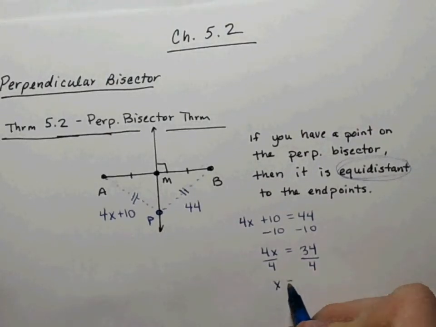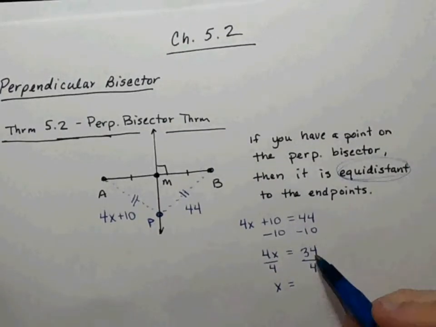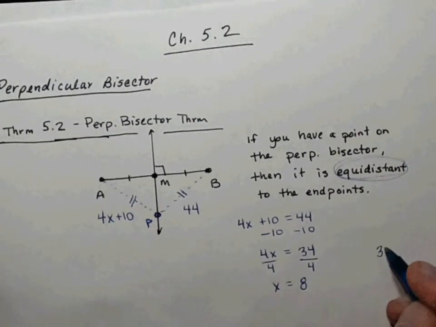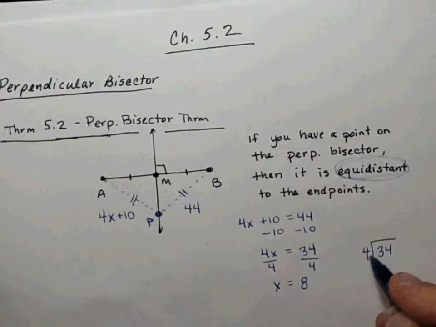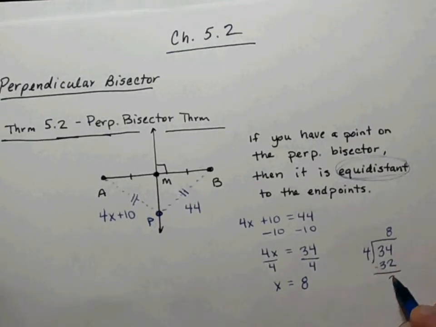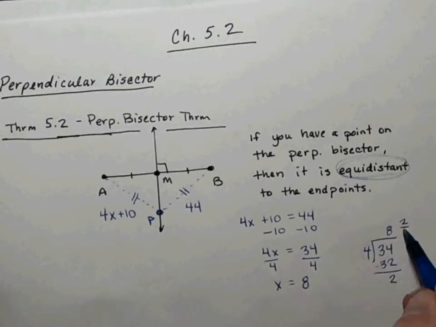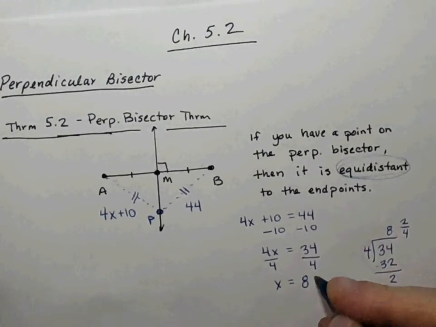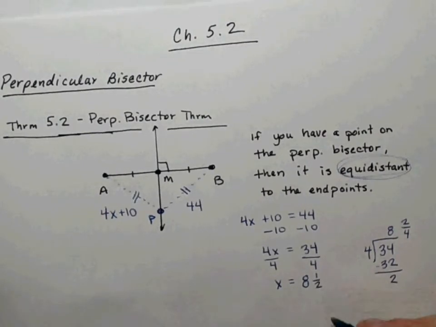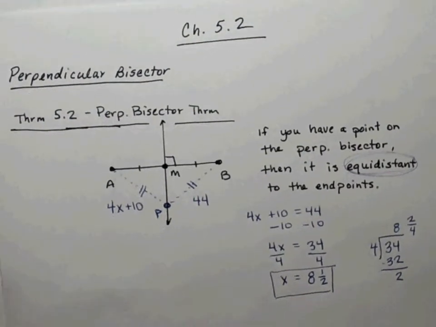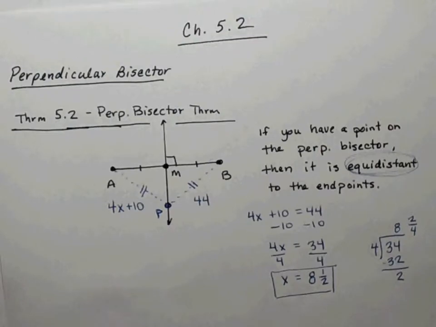Now, what is 34 divided by 4? Well, 4 goes into 34 8 times. 8 times 4 is 32, which gives us 2 left over. So we say 8 and 2 over 4. Reduce that and we would get 8.5. So in this case, x would be 8.5. Perpendicular bisector theorem.